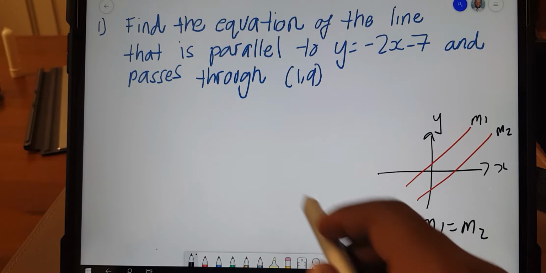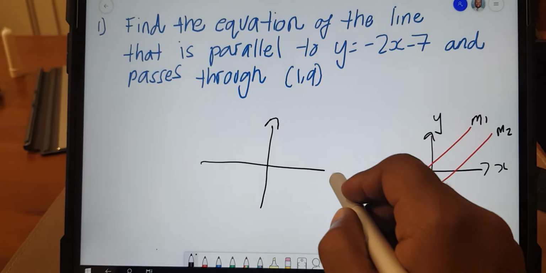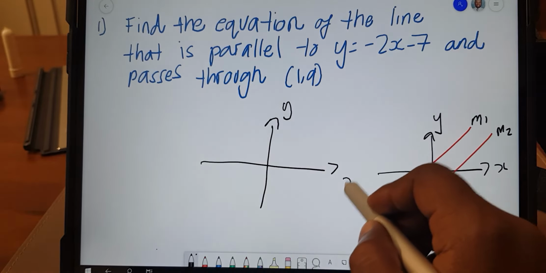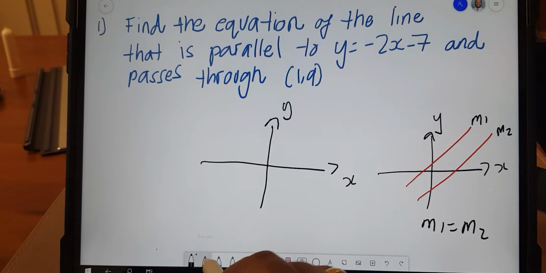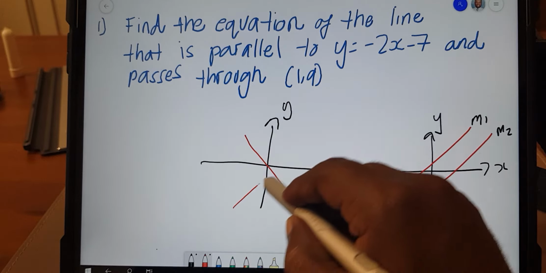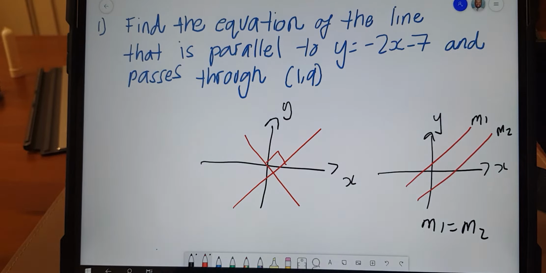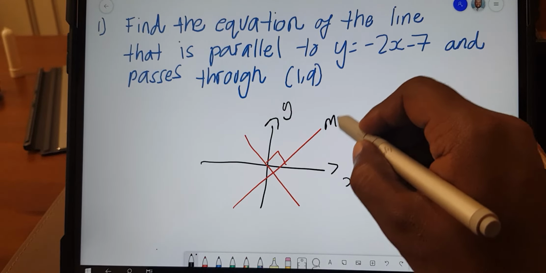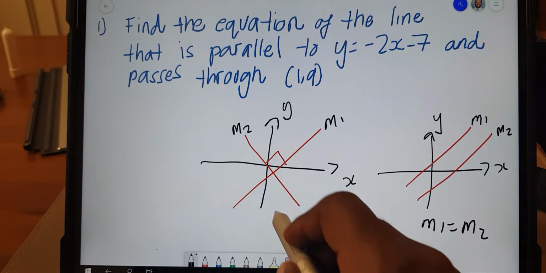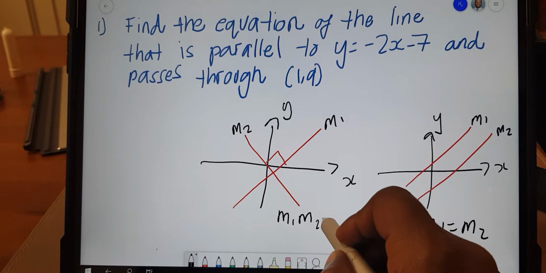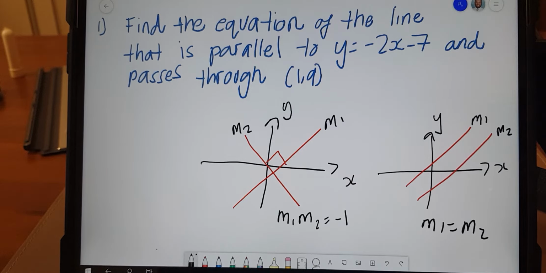Now let's look at an illustration of perpendicular lines. Just another sketch like the other one, to my right. The word perpendicular means two lines meeting at right angles. They meet at 90 degrees. Two lines are perpendicular when the product of their gradients is equal to -1. I'll illustrate this. Suppose this line has a gradient of m1 and this line has a gradient of m2. When you multiply m1 and m2, you get -1.